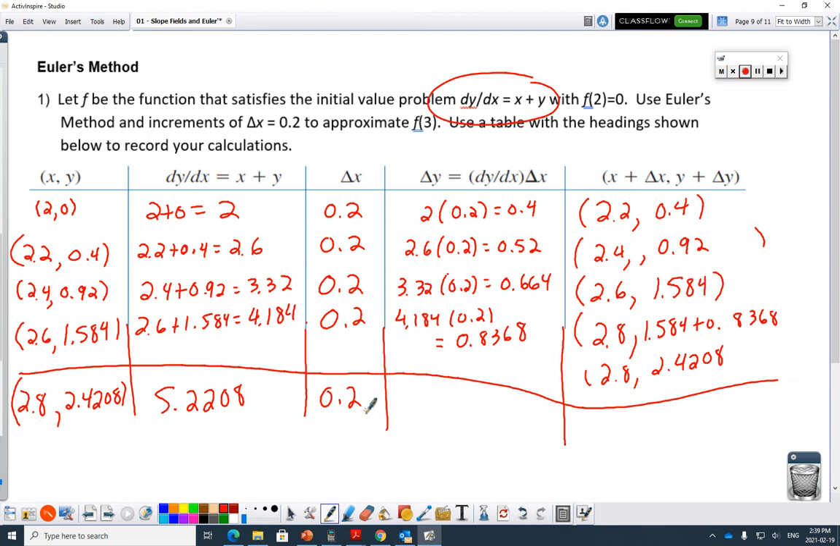Delta x is 0.2. Multiply that by 0.2 to get the delta y: 1.04416. And then I get 3, comma, add that to my 5.2208, and I get 6.26496. What questions do you have about that, as I look at the clock and notice I'm down to 15 minutes?